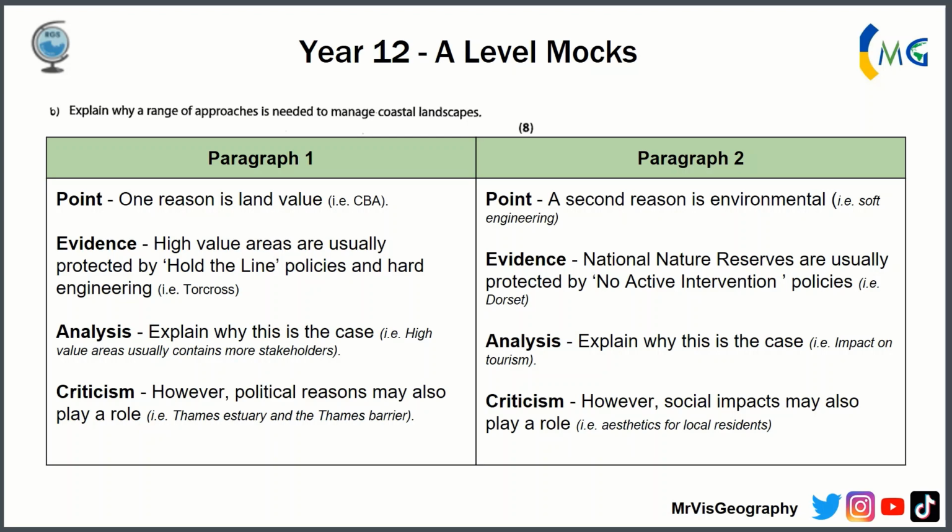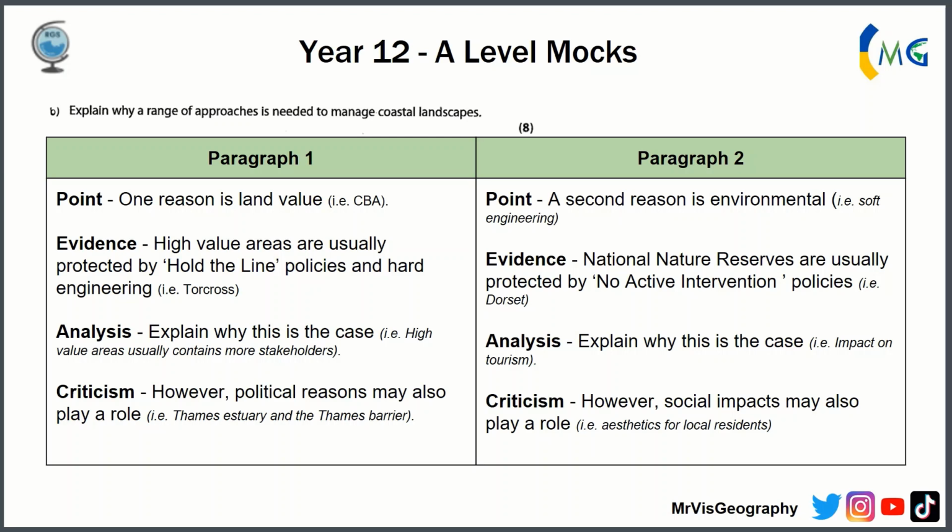Paragraph 2, you then say the second reason is environmental. Some parts will need soft engineering because there might be national parks. For example, Dorset Nature Reserve might have no active intervention, managed retreat. Explain why that would be the case. Well, you don't want to damage it. If it's a national park, people come for the natural beauty. Think of the Lake District. You don't really want to see huge ugly seawalls and gabions and groins, etc. So explain the reason behind using soft engineering there.